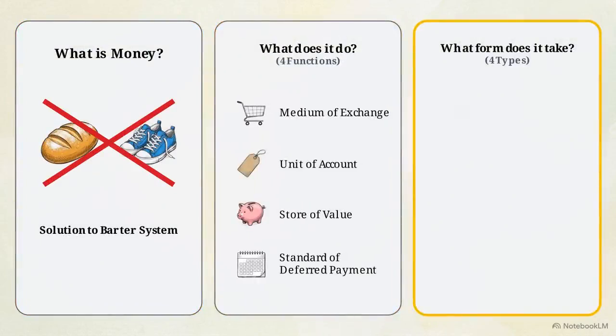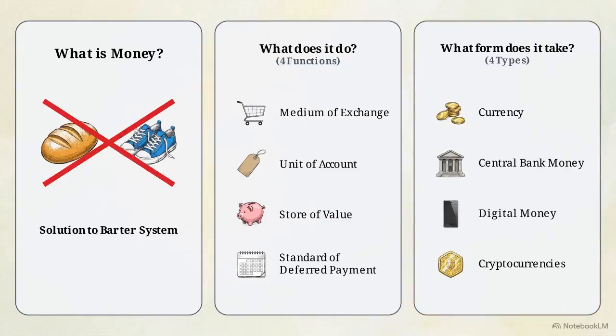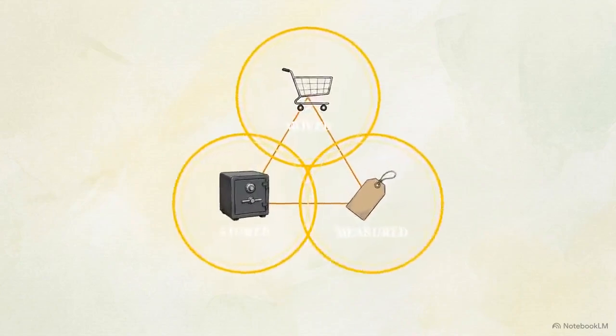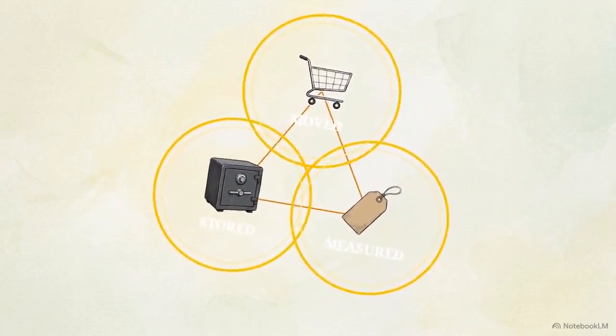To summarize, money is a solution to the limits of barter, defined by its four core functions and its evolution into physical and digital forms. Understanding these basics gives you a clearer view of how wealth is moved, measured, and stored in the world around you.